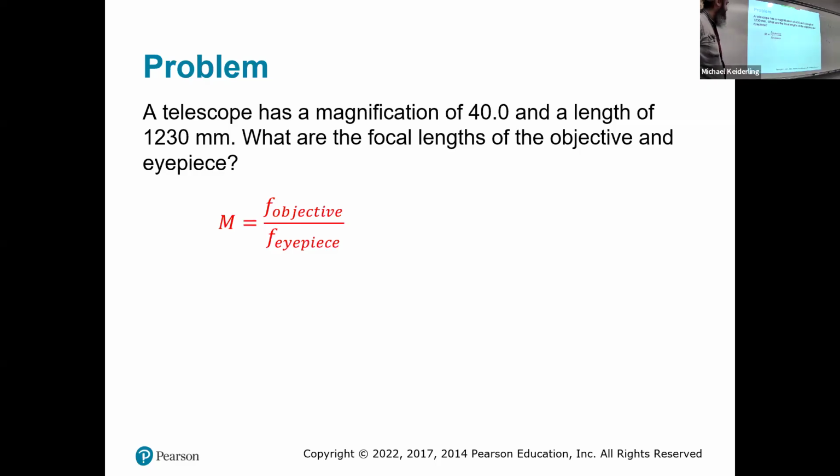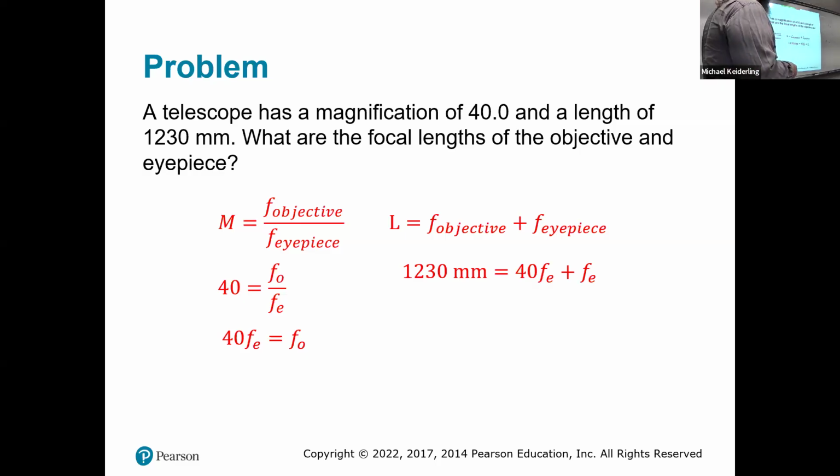So we could start by looking at magnification. Magnification is the focal length of the objective over the focal length of the eyepiece. This tells us also length is the focal length of the objective plus the focal length of the eyepiece. This means we can combine these equations into one. We know the magnification is the focal length of the objective over the focal length of the eyepiece, and that's 40. So 40 times the focal length of the eyepiece equals the focal length of the objective.